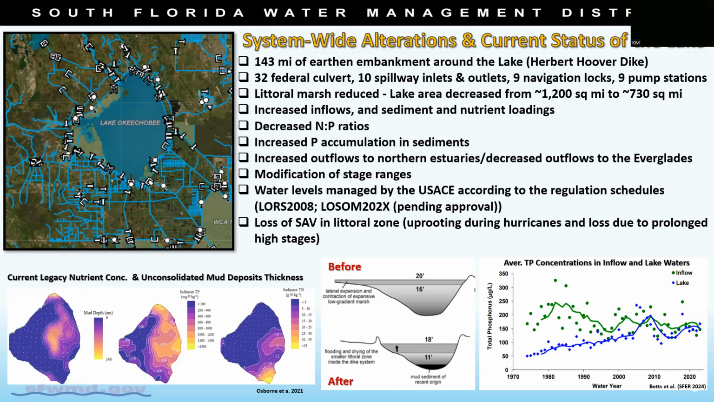But not only the concentration of the nutrients changed, but also the ratios between nitrogen and phosphorus. The proportions between those two changed, and that affected the community composition of phytoplankton communities. We switched from communities dominated by green algae and diatoms to communities dominated completely by cyanobacteria. And most of the cyanobacteria that form blooms in Lake Okeechobee are dominated by Microcystis aeruginosa, which is a toxin producer.